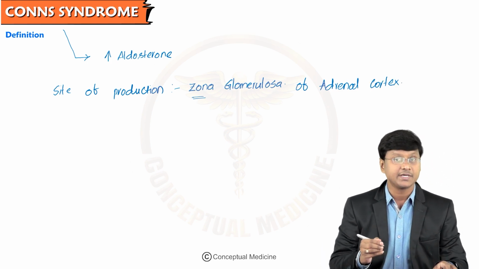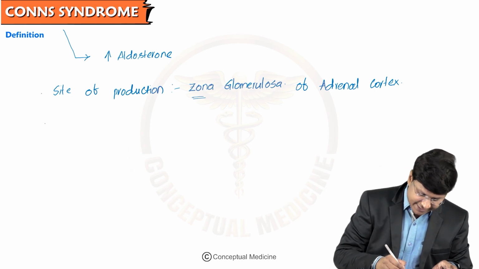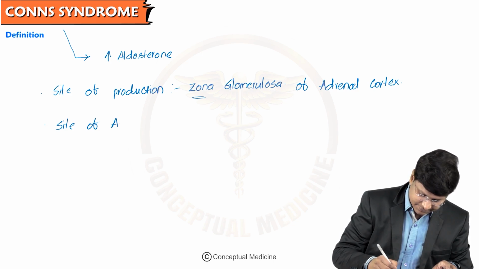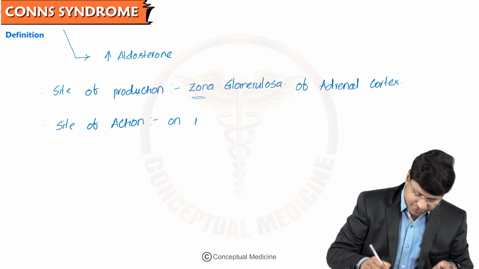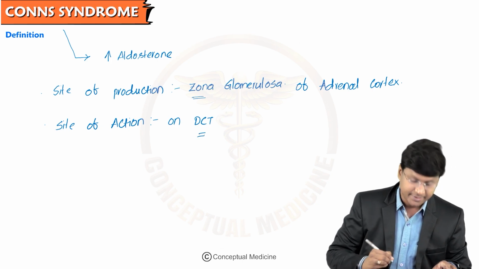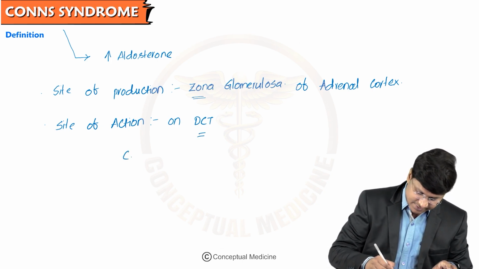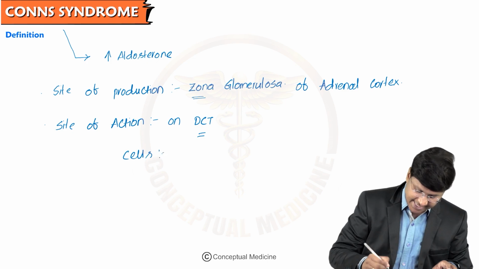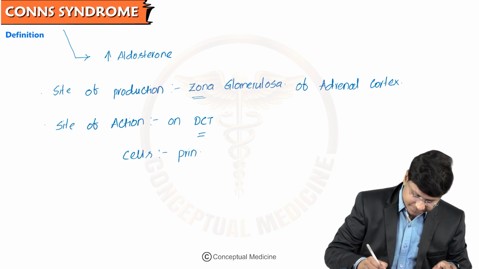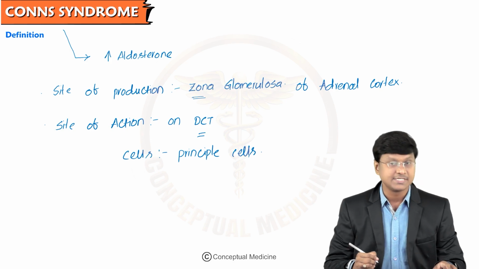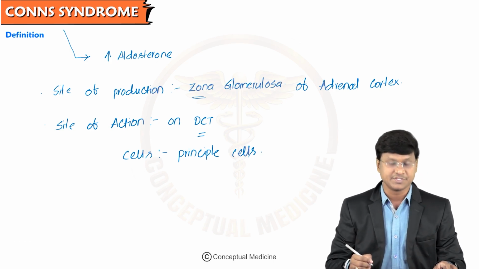Now, if you take the site of action of aldosterone, the site of action is on the distal convoluted tubule, right? And the cells on which this aldosterone will act are the principal cells.